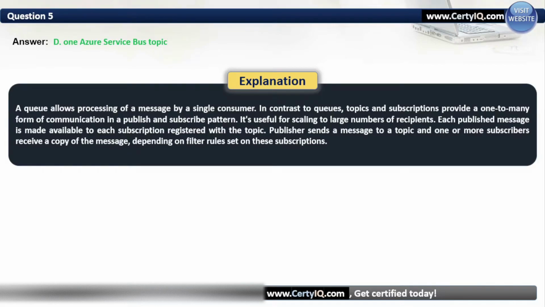It is useful for scaling to large numbers of recipients. Each published message is made available to each subscription registered with the topic. Publisher sends a message to a topic and one or more subscribers receive a copy of the message, depending on filter rules set on these subscriptions.